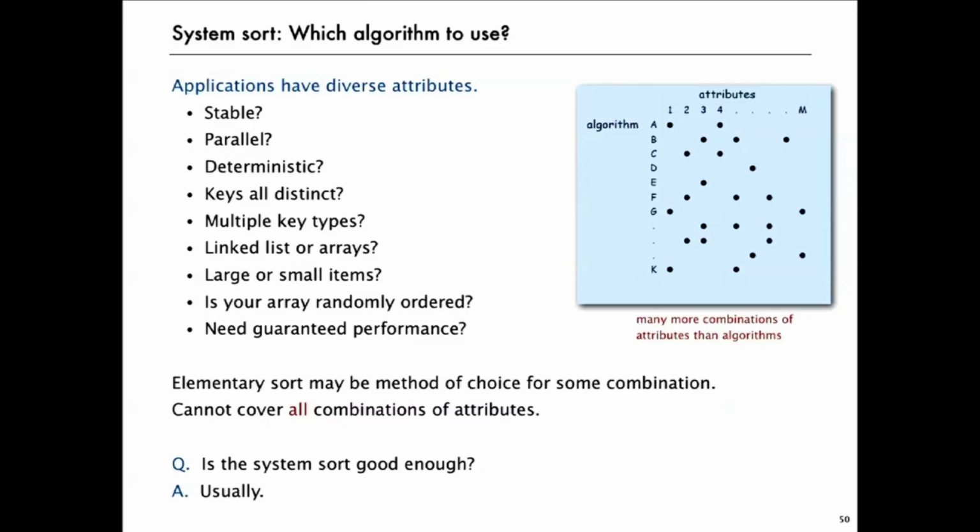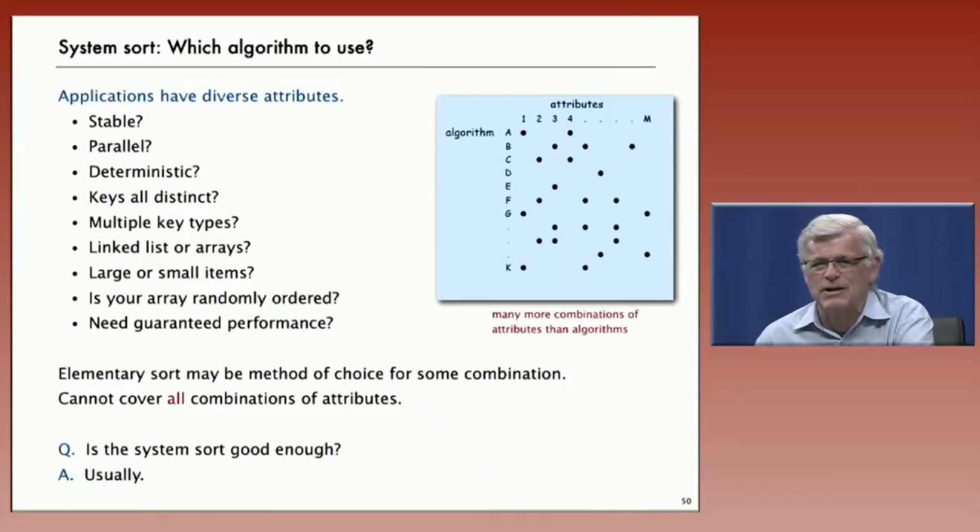But the thing is, there are way more possible combinations of attributes than there are algorithms. So there are going to be situations that require an understanding of what it takes to engineer a sort method that's appropriate for your application. There can't be a system sort out there that's going to cover all possible combinations of attributes. Usually it's going to be good enough, but it's definitely worthwhile to understand what's going on with different sorting algorithms in order to even find improved performance over the system sort.